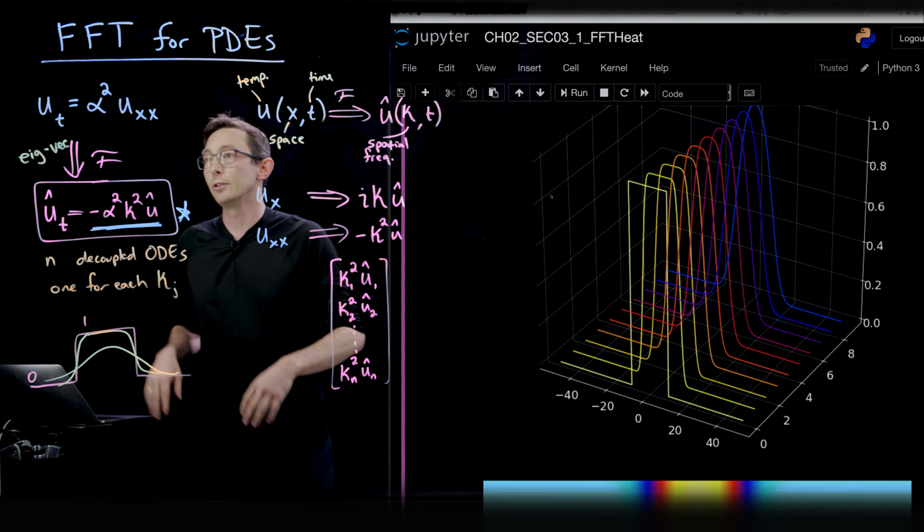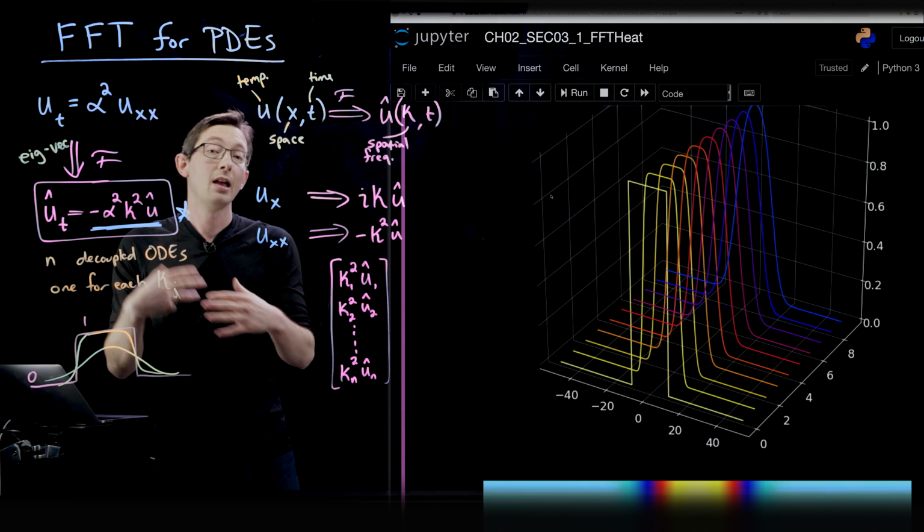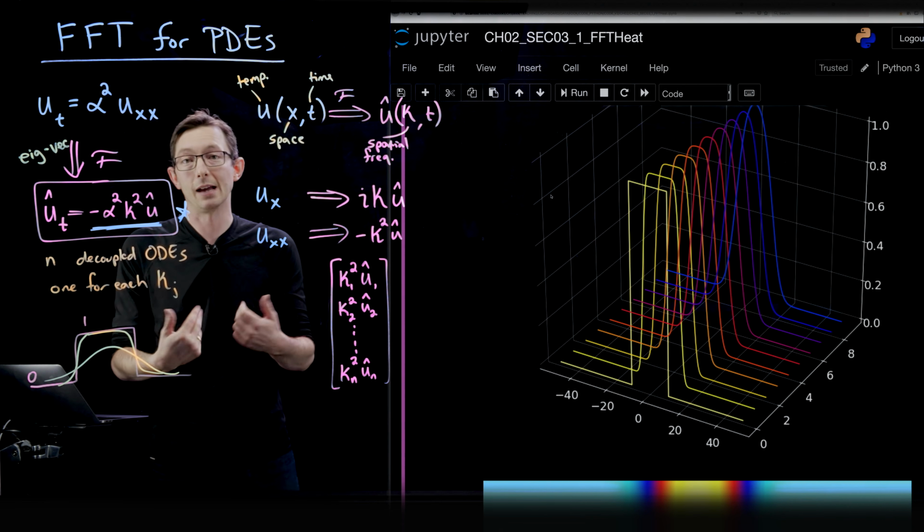Okay, so in the next few lectures, we're going to solve a couple of different PDEs. We're going to solve the wave equation and the nonlinear Burgers equation, and we'll see how that looks.